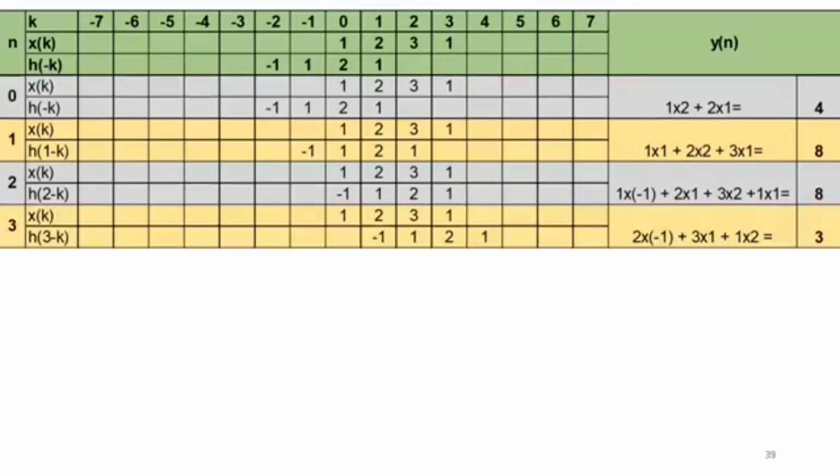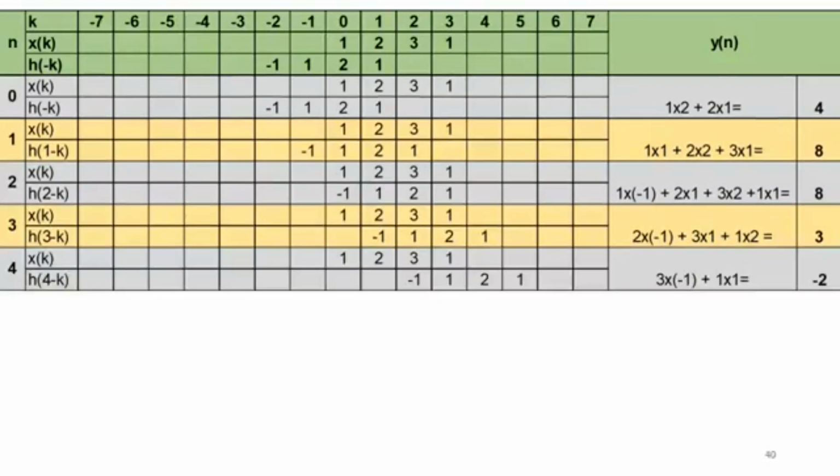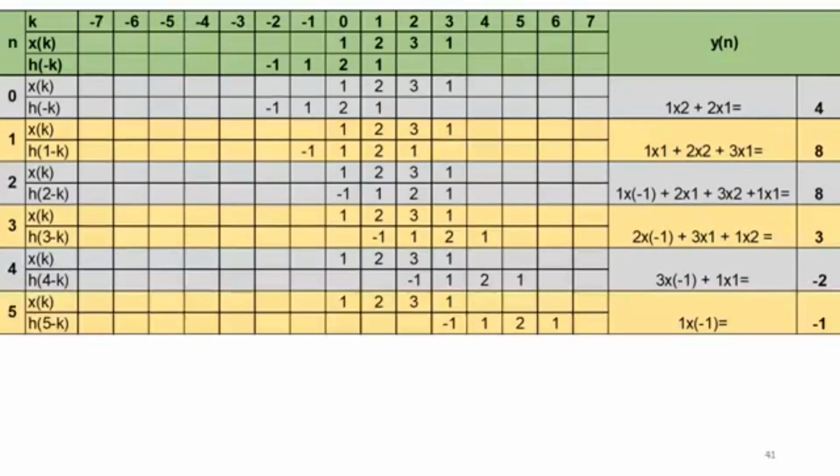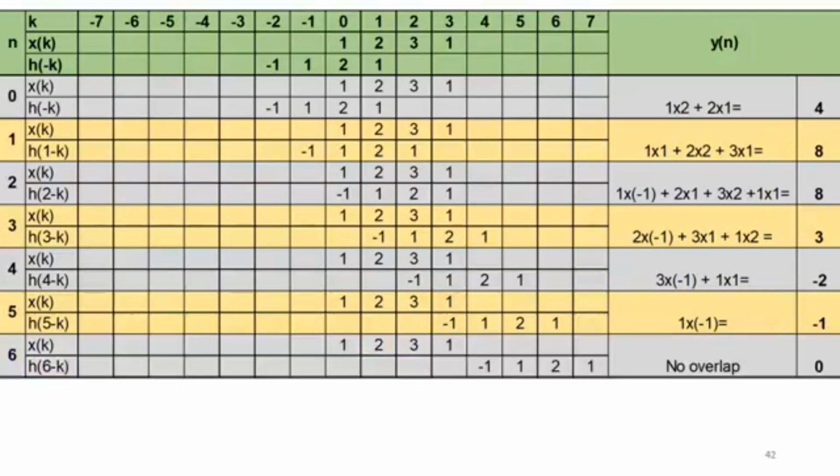And similarly the operation continues for n equals to 3, for n equals to 4, for n equals to 5. You can see for n equals to 5 there is only one last overlap, so 1 into minus 1 is minus 1. And when we move to n equals to 6, there is no overlap, so there is no point moving n to further positive values.